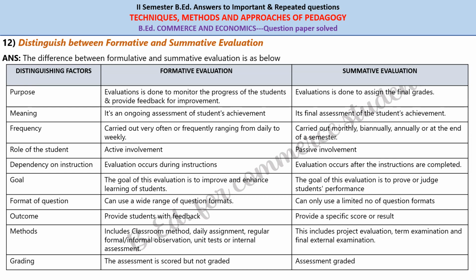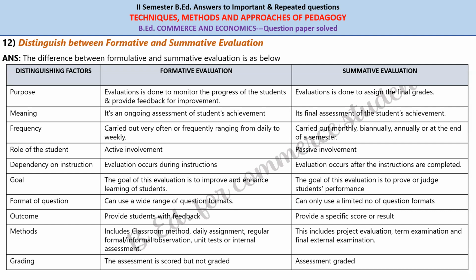Whereas when it comes to summative evaluation, the goal of evaluation is to prove what the student has learned so far, or to judge the performance, how well or how bad this performance was. And the format of questions could be a wide range in formative evaluation. But here, there is a limited number of questions. For instance, if you consider your final examination, a summative evaluation, there are only 10 or 20 questions based on which your whole academic year will be judged.